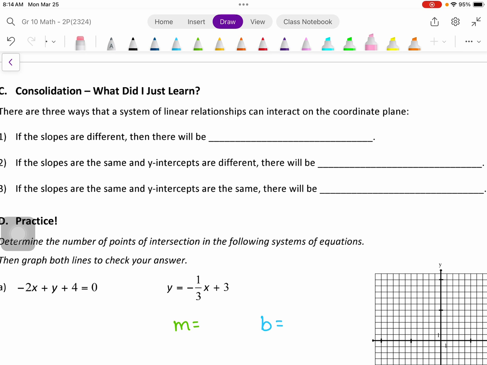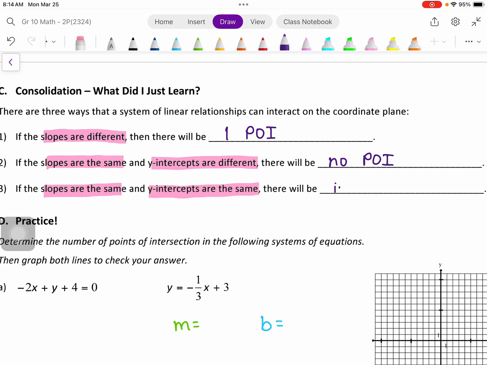So if slopes are different, this is where we have one solution or one point of intersection. When slopes are the same, but we have different y-intercepts, this was where we had no points of intersection because they run parallel to one another. And when slopes are the same, and so are y-intercepts, this is where we have an infinite number of solutions or an infinite number of points of intersection because every single point is the same for both.